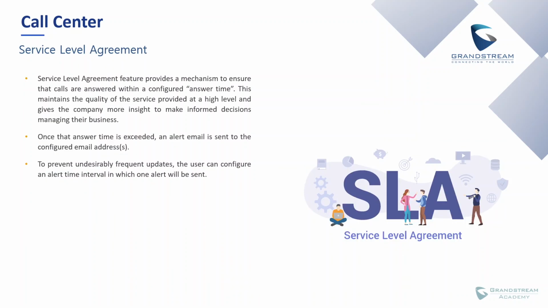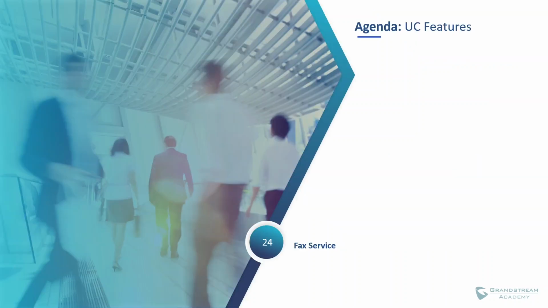And next we are going to talk about the service level agreement. Service level agreement is a feature in the UCM 6300 series that ensures calls are answered within the optimal time. This time can be configured based on the company's policy. Once a percentage of calls are not answered within the defined time, the UCM 6300 will send an email notification to the configured email. The threshold of the percentage of the calls that aren't answered within that time can also be configured.